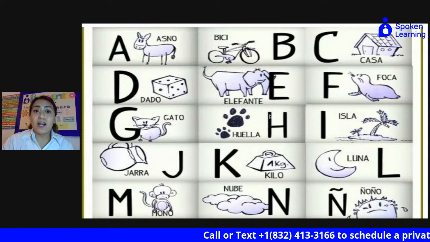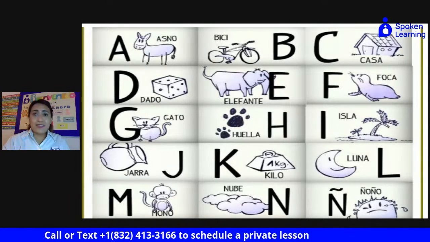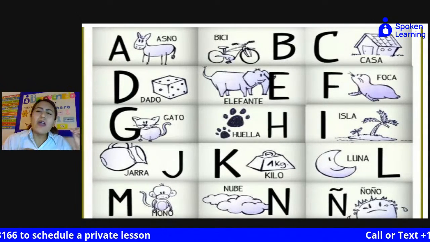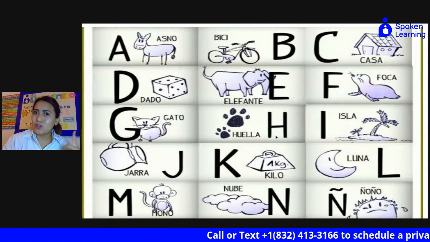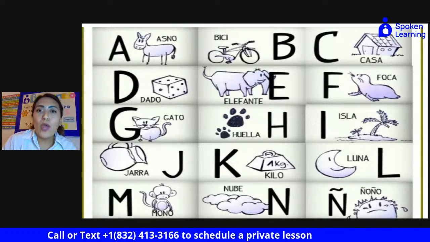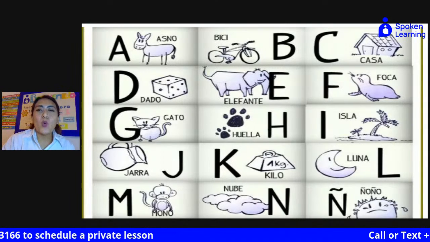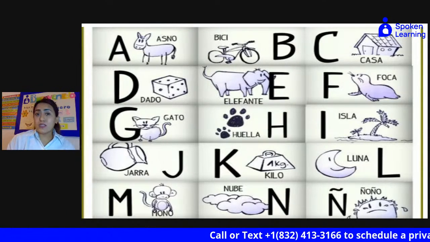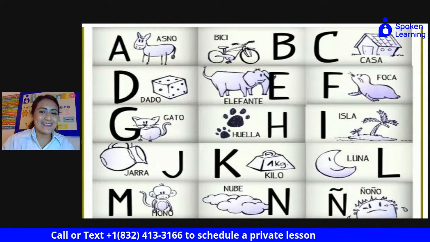Okay, this consonant is silent. It doesn't sound. In some words, the sound could be very, very light. For example, huella. You hear? I'm gonna say it in silent, huella, and with the sound very light. Huella. Okay? In some words, but most of the words are silent.